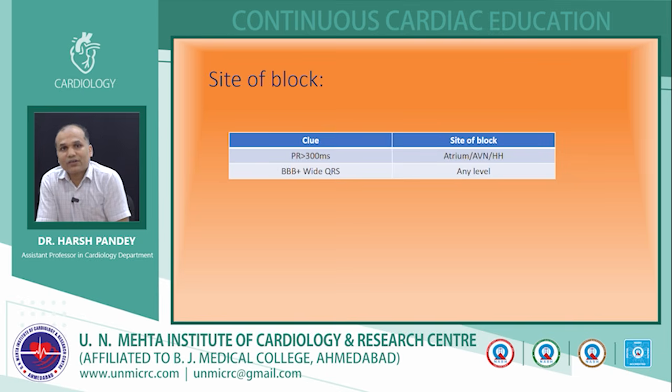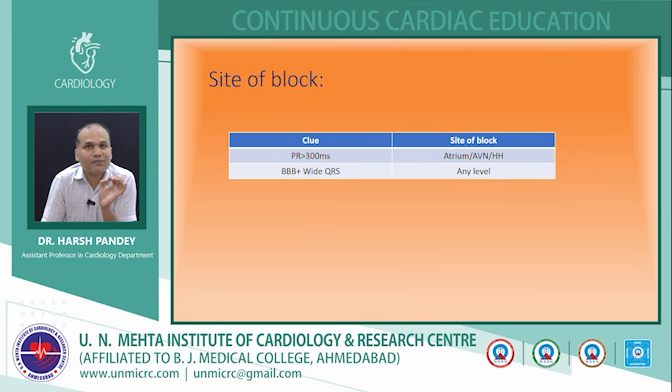So, site of block: if the PR interval is more than 300 milliseconds, the site of block is mostly at the level of the atrium, could be at the level of the AV node, and could be at the intra-Hissian level also. But if the patient has bundle branch block, wide QRS escape, and PR longer than first degree AV block, the site of block could be anywhere.